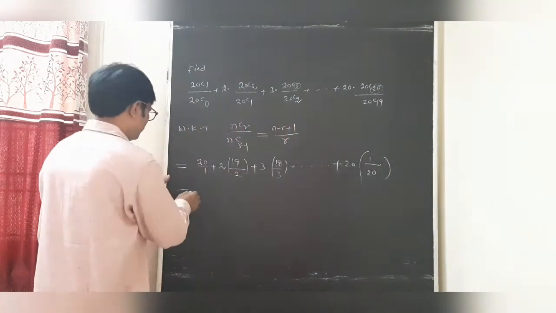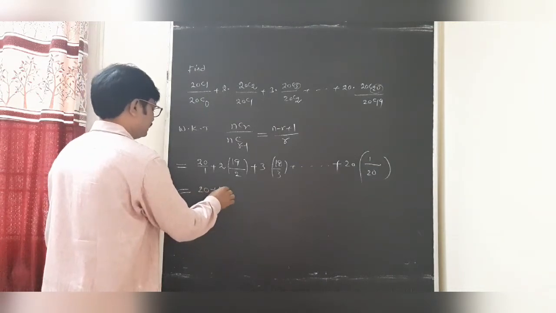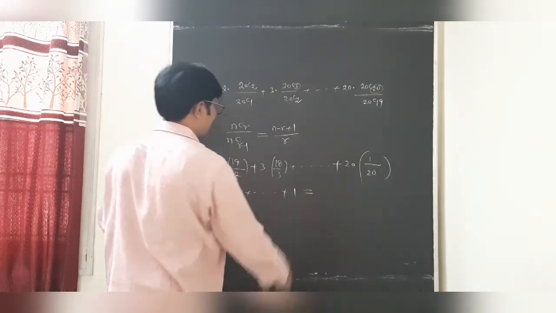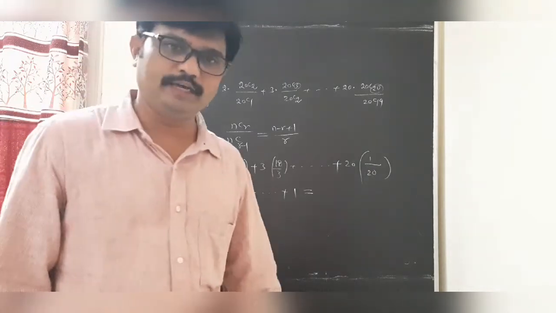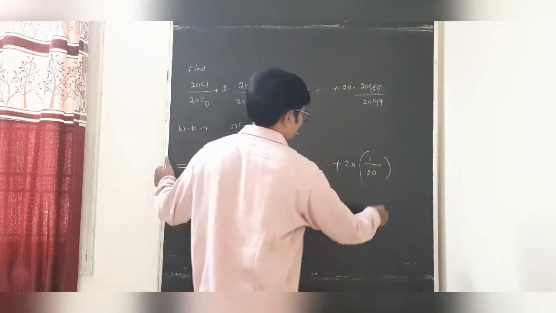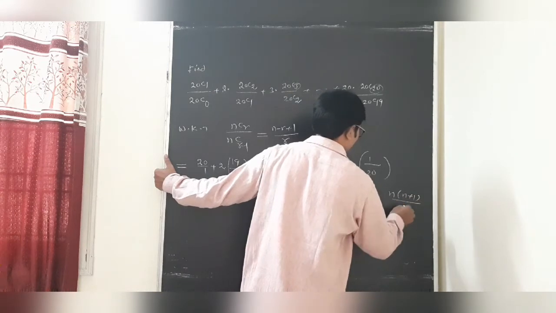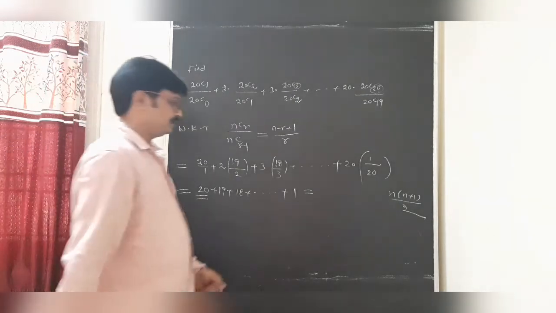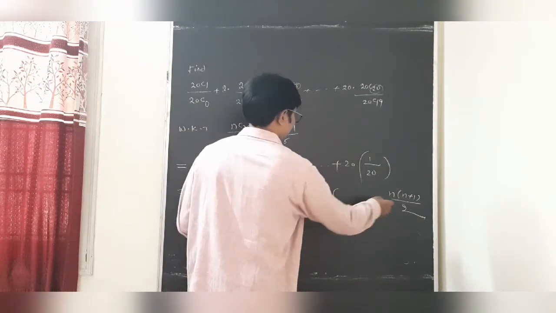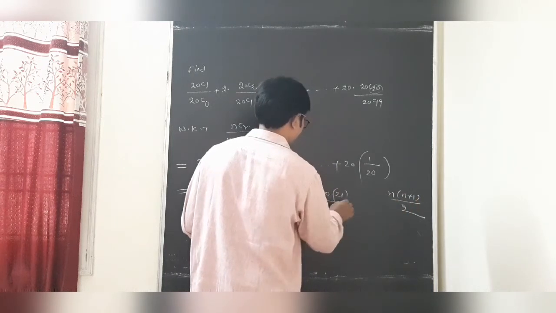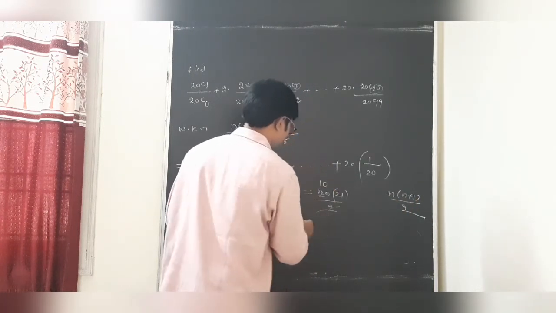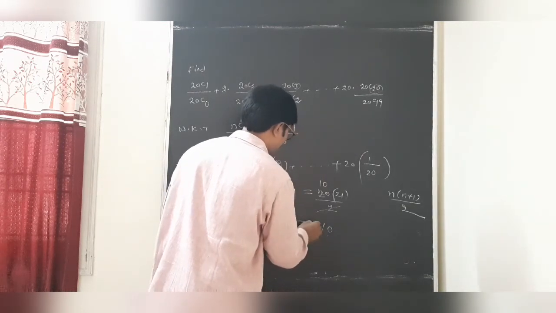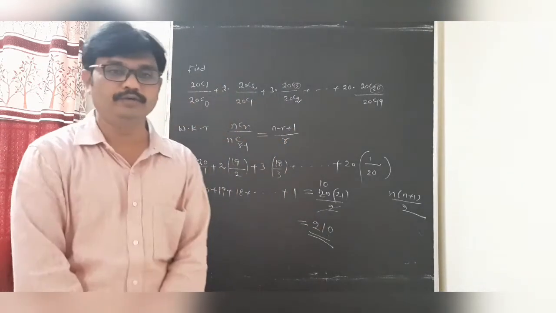So students, this is what? 20 plus 19 plus 18 and so on, down to 1. This is the formula n into n plus 1 by 2, where n is 20. Therefore, 20 into 20 plus 1, 21 by 2. This is the solution, 210. Write down.